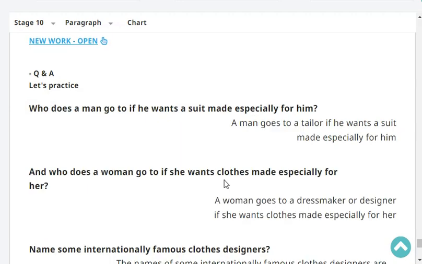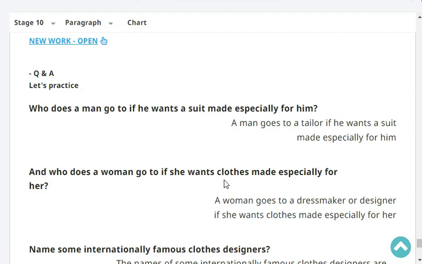Who does a man go to if he wants a suit made especially for him? A man goes to a tailor if he wants a suit made especially for him.